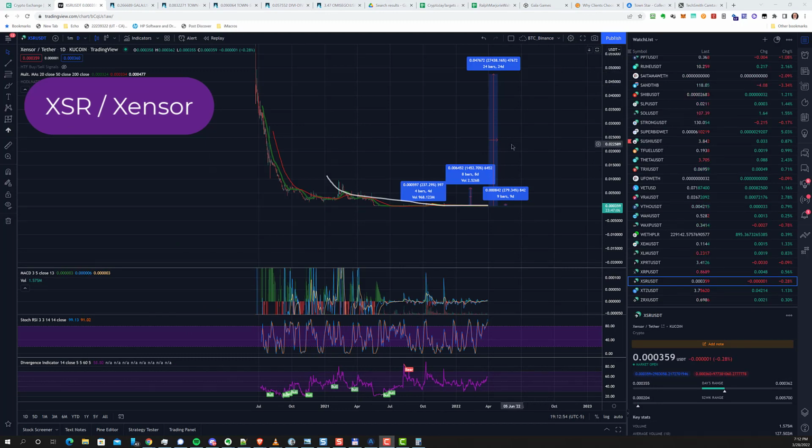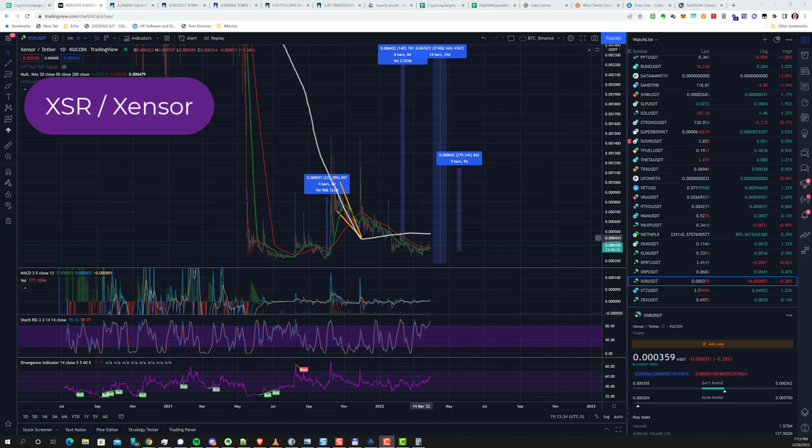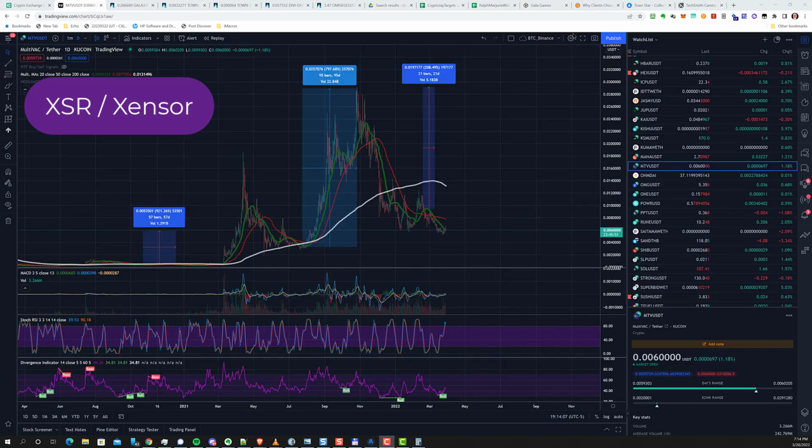There's one called XSensor on KuCoin, XSR. I've got very little in it. But if it ever goes back to where it was, we're talking about 275x. Okay? And you can see it looks like it may just be going out of business here. Let's zoom in a little. When Bitcoin went up today, did it go up? Yep, a little bit. So again, that's one of my long shot coins.